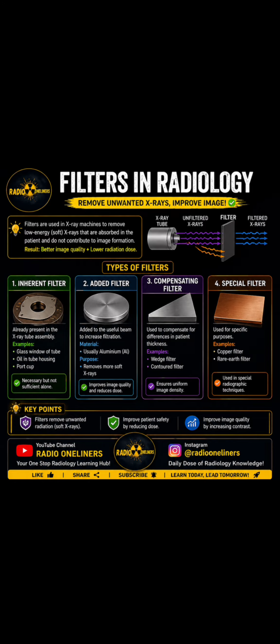Now let's come to the material it is made of, because it is obvious that if we are adding something from outside, it should have some material, right? The most common material used for added filtration is aluminium. Why? Because it's very effective at blocking soft rays and lets the hard X-rays pass through. Adding this aluminium filter significantly improves the quality of the X-ray image. Why and how? By getting rid of more unwanted rays.